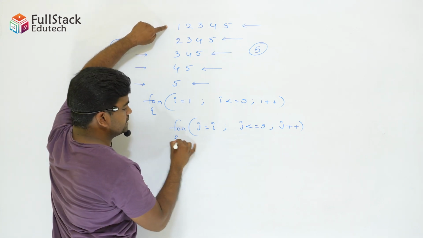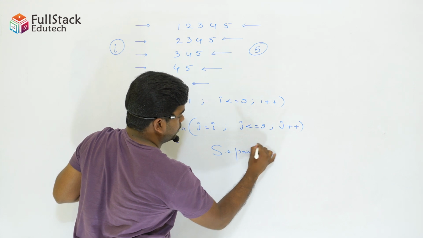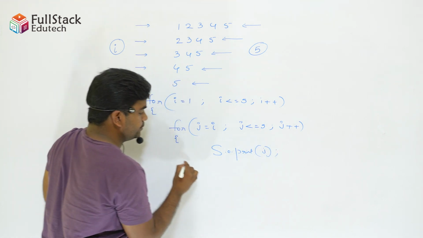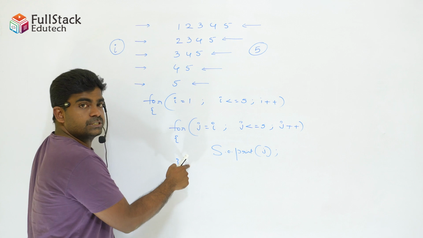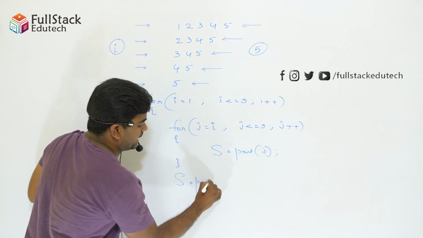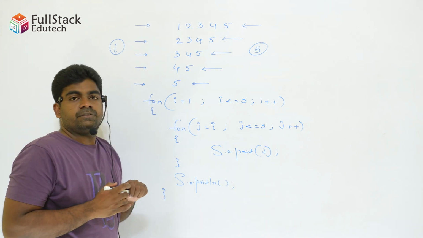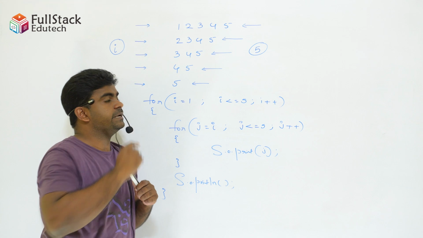And we are always printing that J. System.out.print J value. After completion of printing the row, to send the control to the next line, we write println. With the help of this code, you can print this pattern.